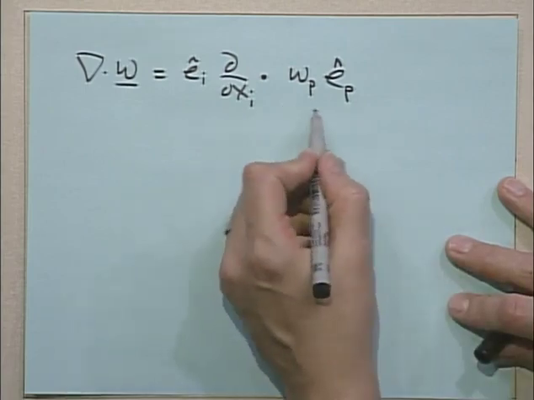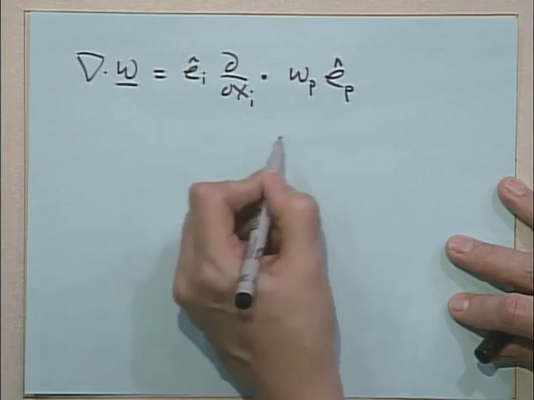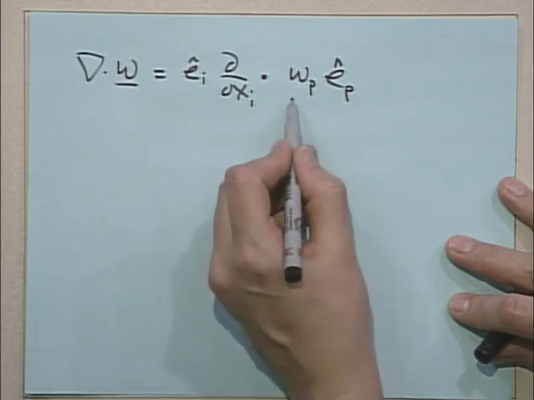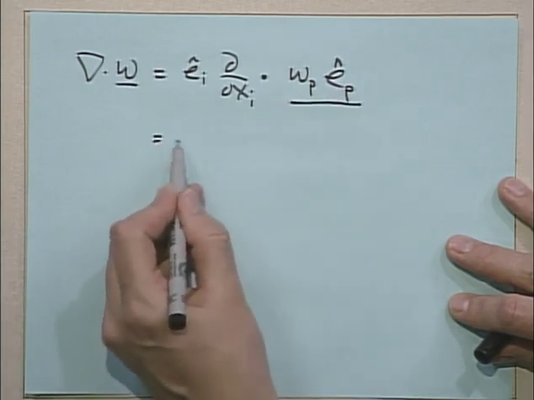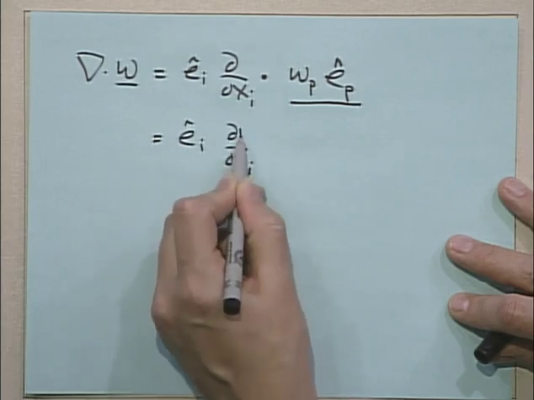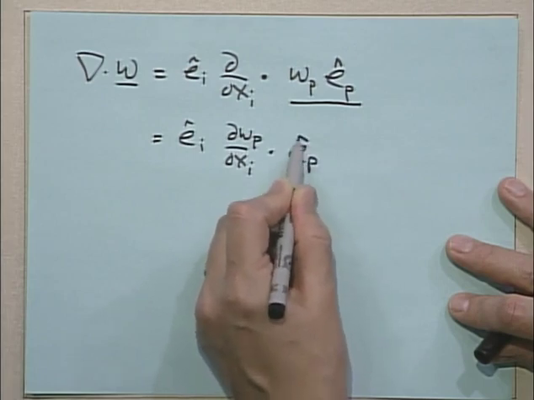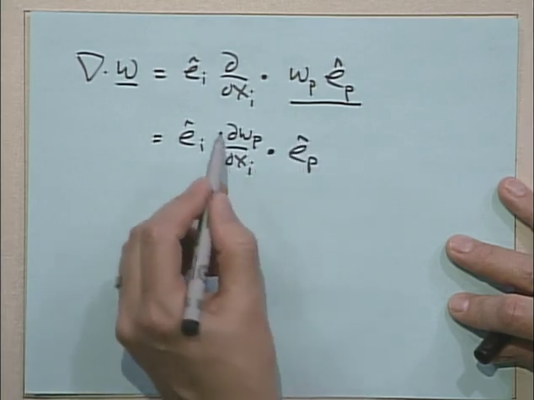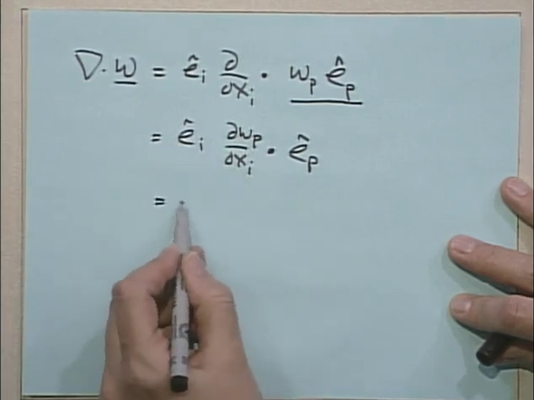The del operates on everything to the right, and the dot operates between the unit vectors. So the del operates on the W and the e, but the e is a constant. So this is the same as ei d by dxi of wp dot ep. And the scalar doesn't matter with this dot. It can move out to the left. The dot is between the two unit vectors.